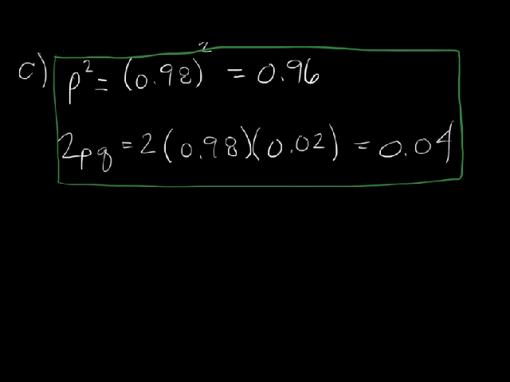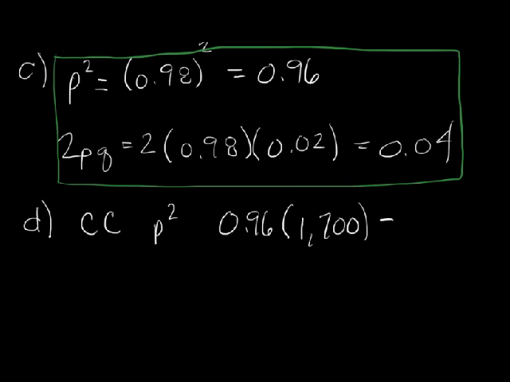Going on to D, the last part. How many of the 1,700 members are normal big C big C? Well, that's easy. We're just going to take the population total and multiply it by the frequencies that we found. So big C big C, well, that is our P squared again, right? So all we need to do is take 0.96, multiply it by the population number that they gave us, and we get 1,666 people are going to have big C big C, normal.